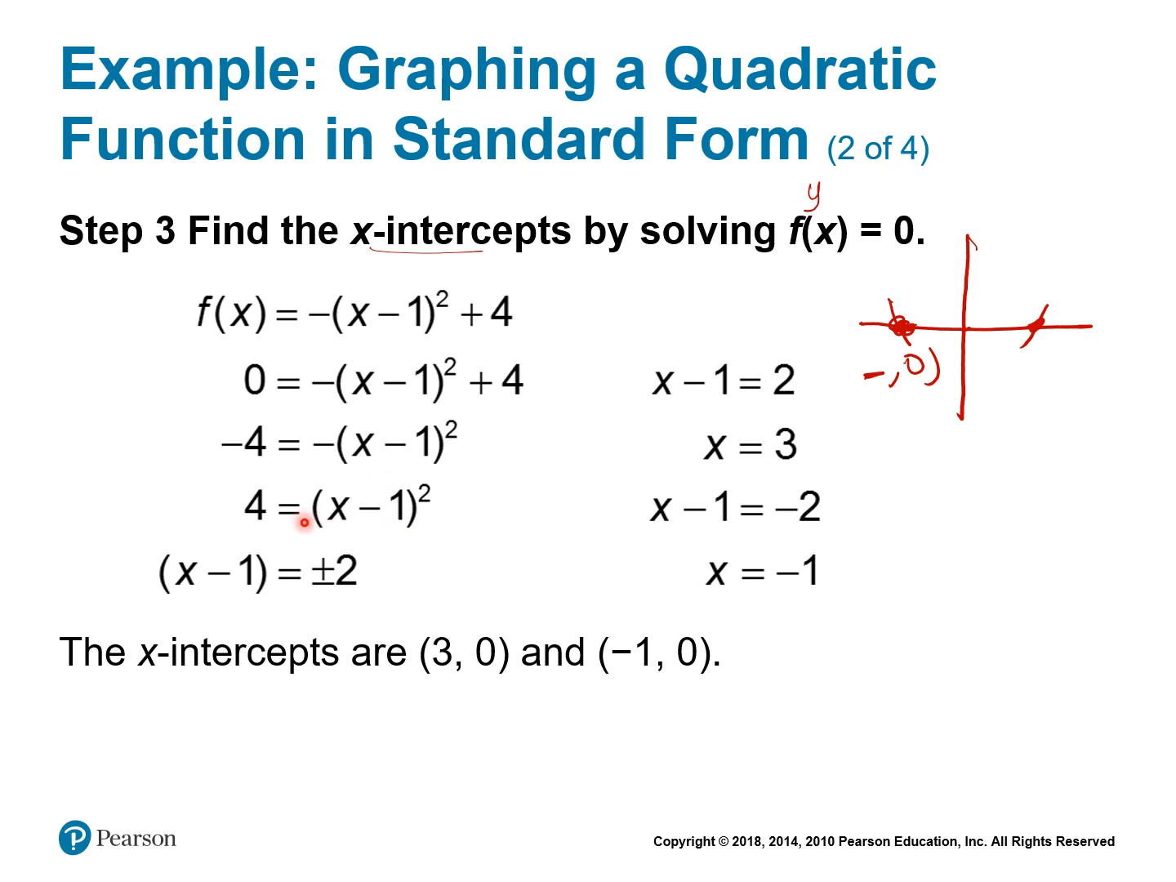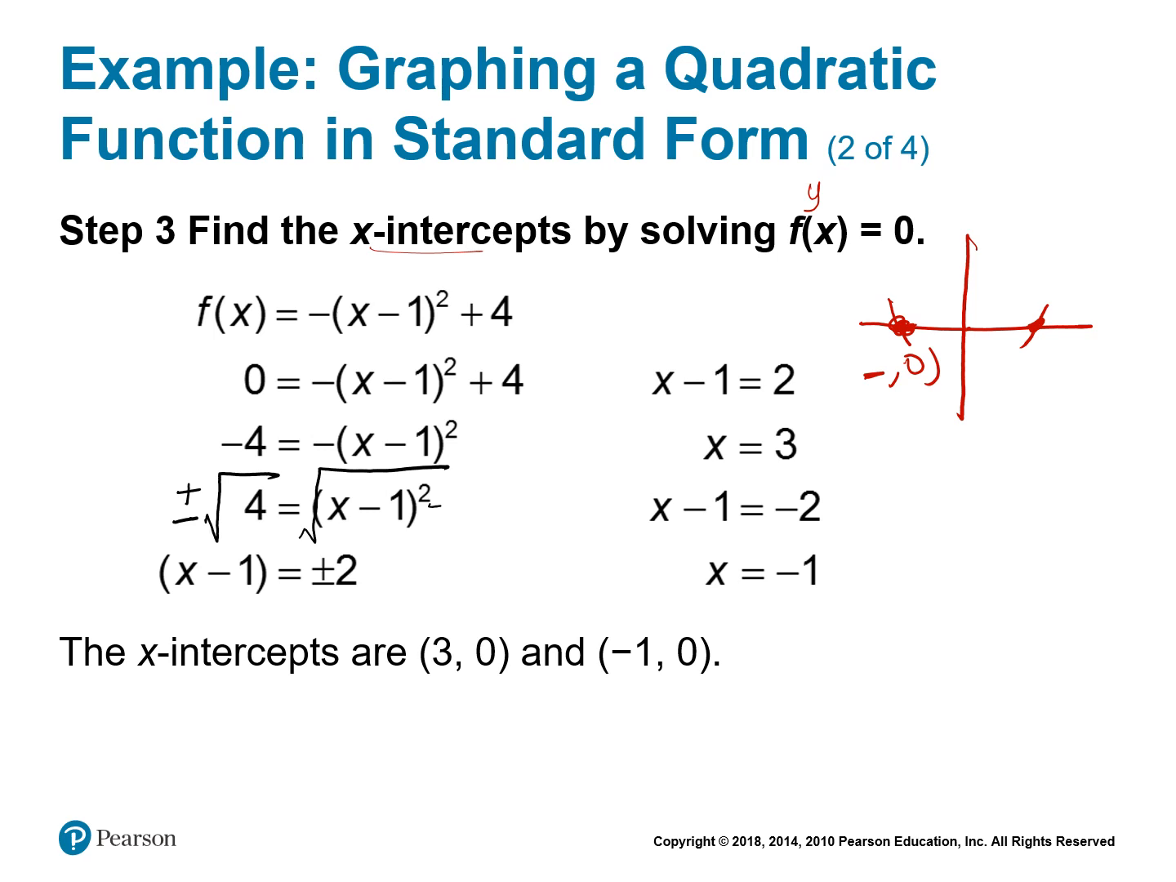And then what do we do? We take the square root of both sides, correct? So here, to get rid of the squared, we take the square roots of both sides, and we end up with x minus 1 equals plus 2 and minus 2. So whenever we take the square root, it has to be a plus minus. All right, plus minus square root of 4. So now we have x minus 1 equals plus minus 2.